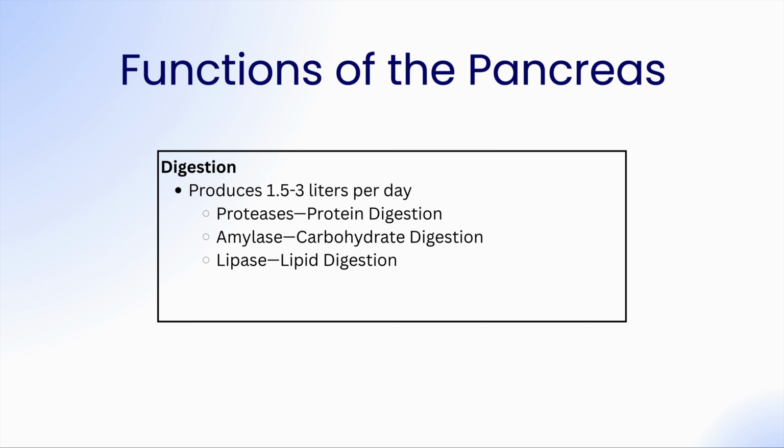And for the digestive function of the pancreas, it's able to produce around 1.5 to 3 liters of pancreatic juices per day. And the main three enzymes that are produced by the pancreas are protease for proteins, amylase for carbohydrates, and lipase for lipid digestion.